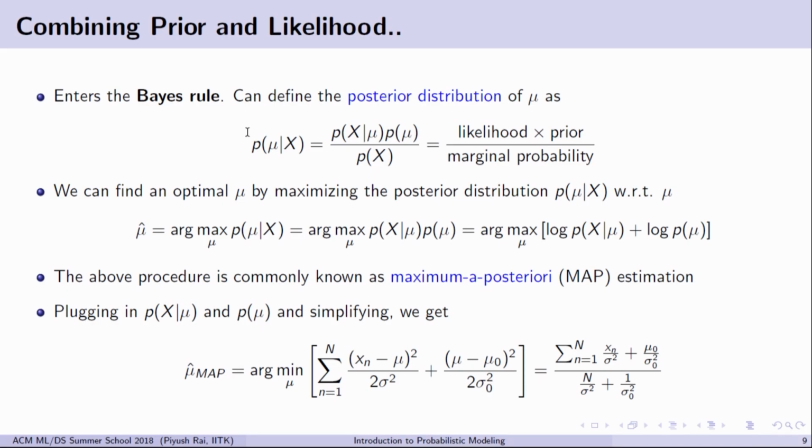Turns out that in some cases, it's actually not all that hard. You can actually get a closed form solution for P of mu given x, which will not only give you the maxima, but the full distribution itself. So let's look at how we can get that.